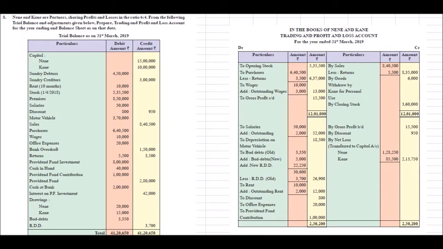First one is opening stock. In the trial balance, the opening stock on 1st April 2018 is 5 lakh 35,500 rupees. So I have taken it here as opening stock. Next is purchases. The purchases amount is 6 lakh 40,500 rupees.